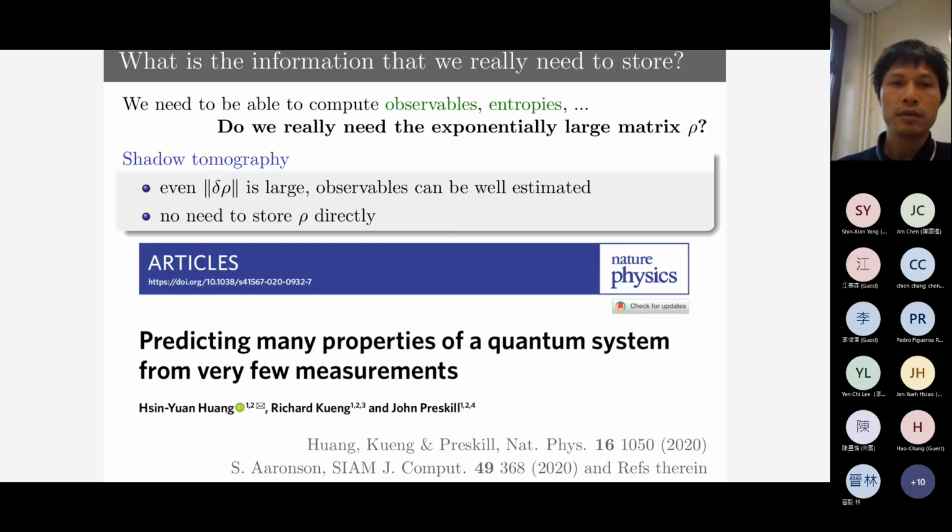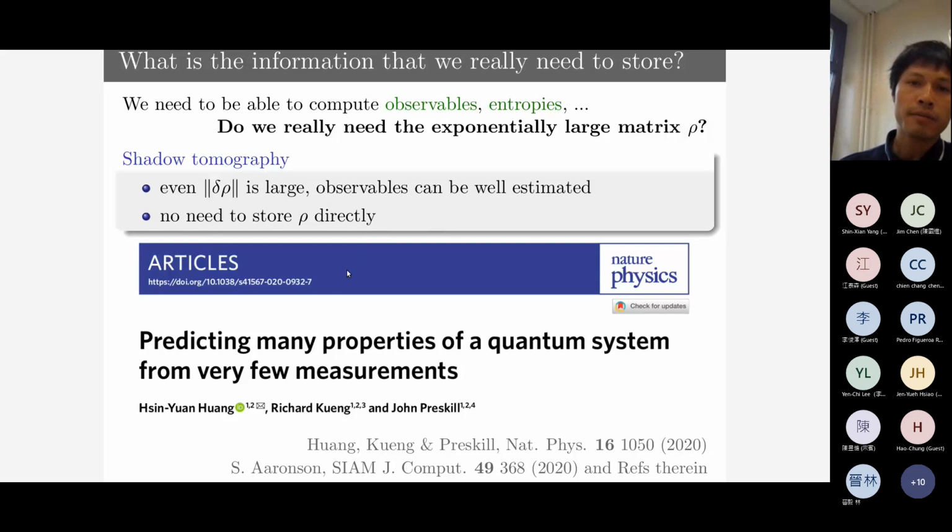So shadow tomography is a method which is in fact very similar to normal tomography, but it processes the data in a way so that you can get around the direct estimation of the matrix elements. The message is that with shadow tomography, even when the error in the matrix elements is large, the observable can still be well estimated. And in fact, we don't need to estimate or store rho directly, which is exponentially big. We don't even have enough classical memory for that.